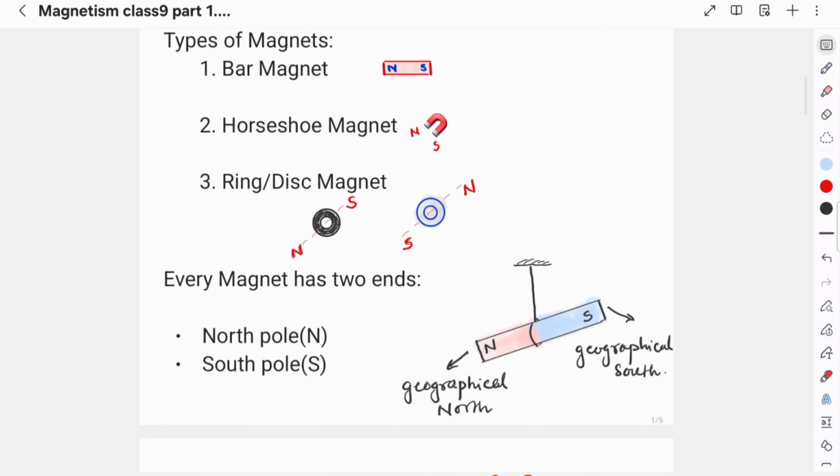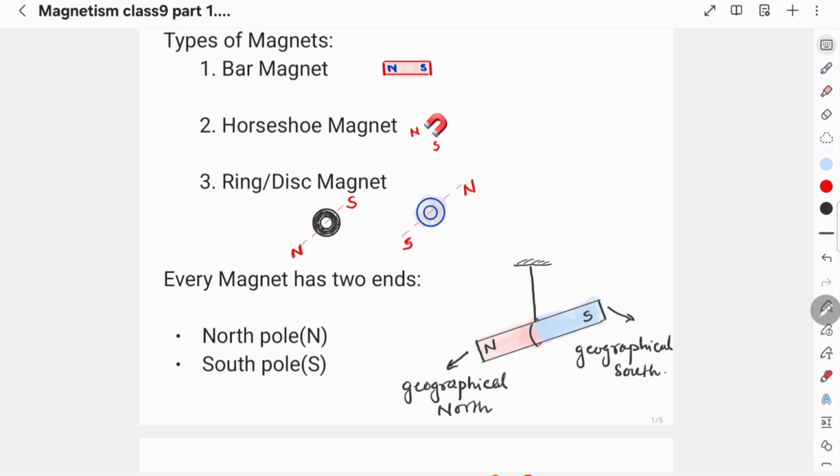Now every magnet has two ends. Basically, these are the north pole and the south pole. Okay, so you can see the north pole and south pole are marked in this bar magnet. It's also marked in the horseshoe magnet and it is also marked in the ring magnet. So what are this north pole and south pole?